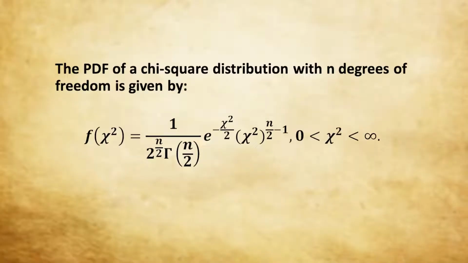The PDF of a chi-square distribution with n degrees of freedom is given. It's not a very simple PDF, it's a bit complex PDF. It's given on your screen. You can see 1 by 2 to the power n by 2, then this is called a gamma function, gamma n by 2, then e to the power minus chi-square by 2 into chi-square to the power n by 2 minus 1. And here chi-square lies between 0 and infinity, which is very obvious because standard normal variates lie between minus infinity and infinity, so the square of them will lie between 0 and infinity. Since chi-square is the sum of squares of these, chi-square will also lie between 0 and infinity.